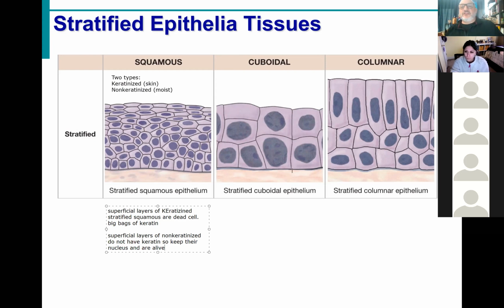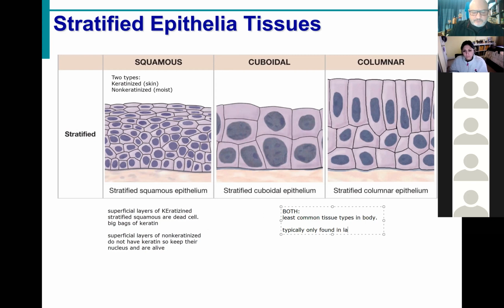Excellent. These two, both stratified cuboidal and stratified columnar, are the least common tissue types in the body. They're typically only found in some of our large glands. So again, very easy to identify: 2 or more layers of cuboidal cells, or 2 or more layers with either cuboidal on top or columnar on top. But they're the most rare tissue in the body, only found pretty much in large glands. So we're not going to even worry about them.